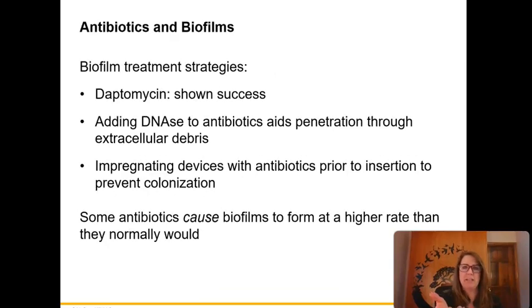Now, how do we essentially treat biofilms? There's the one antibiotic that they mentioned there, daptomycin, which has shown some success. And look at this, adding DNase, the enzyme that degrades DNA, to the antibiotics is going to help degrade some of that extracellular matrix so that the antibiotics can get to more of the cells in the biofilm.